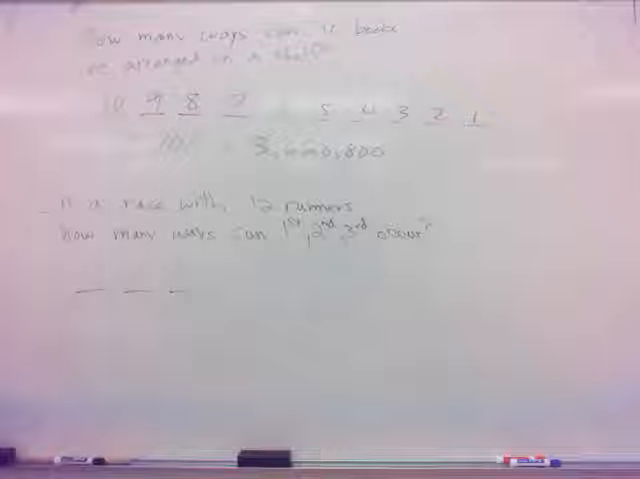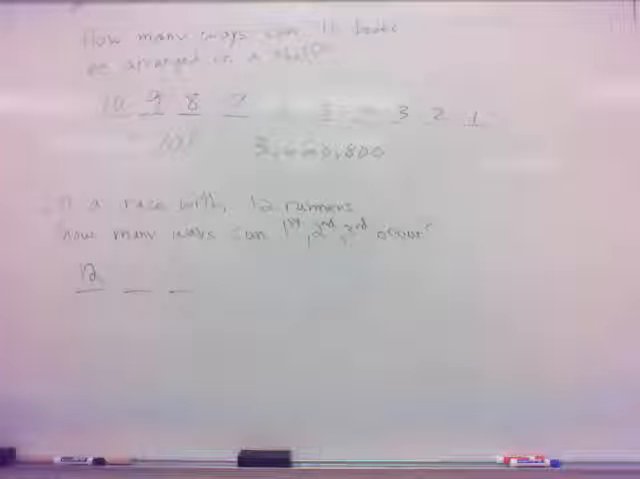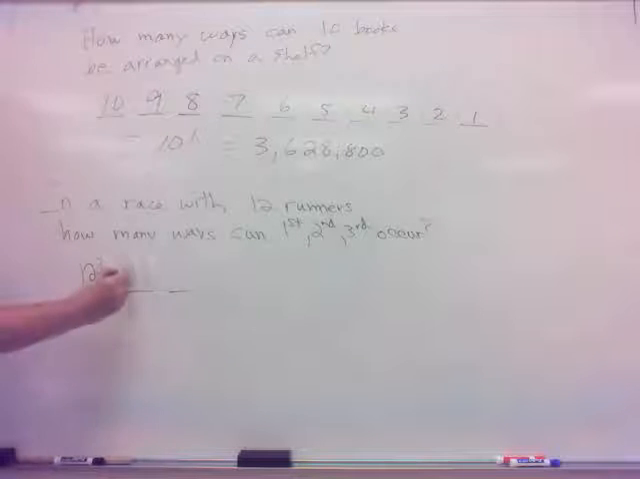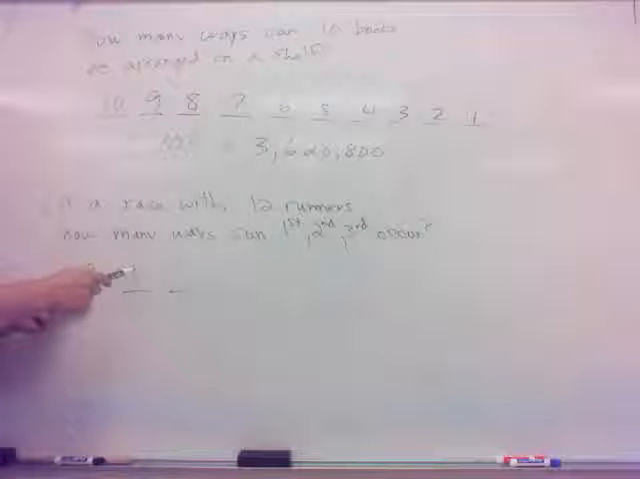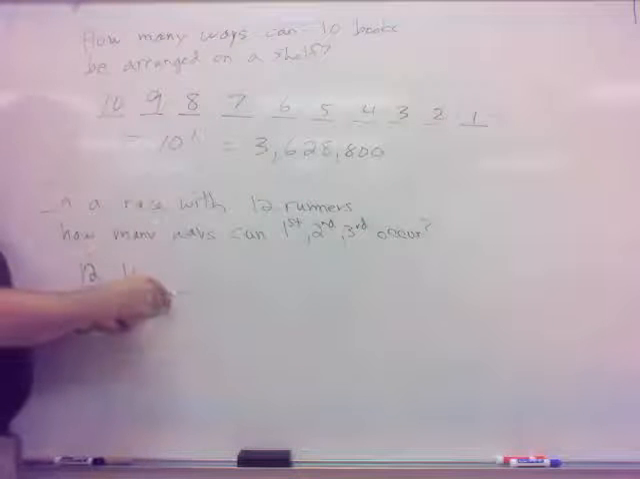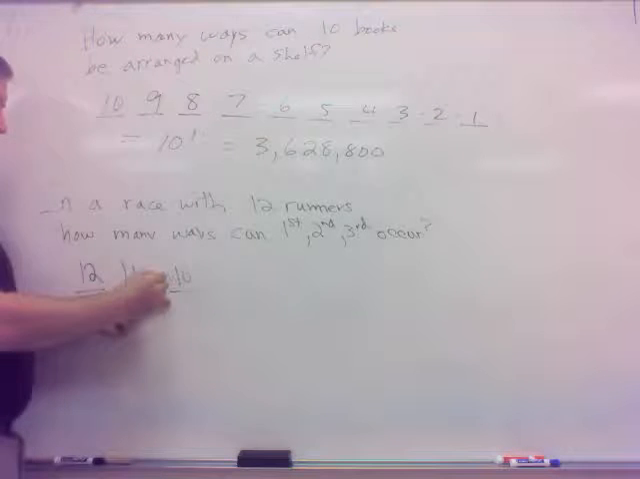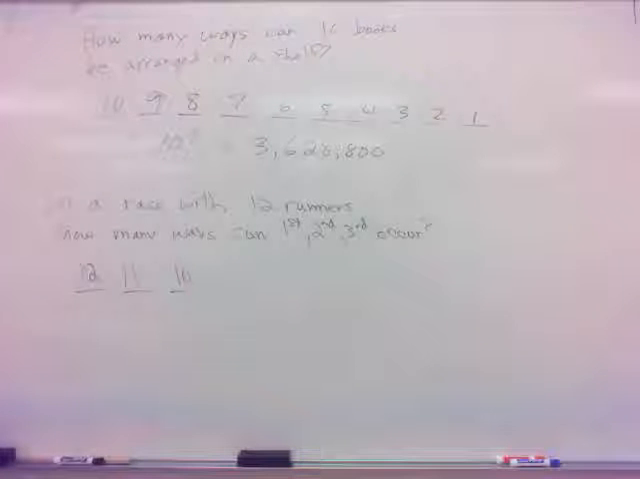How many ways could first place occur here? Any of the 12? 12. What about second place? Second place could only be 11, because the first runner, whoever gets first place, can't be second place too. So we have to count down. Then third place, there would only be 10, right? Because you can't repeat. 12, 11, 10.